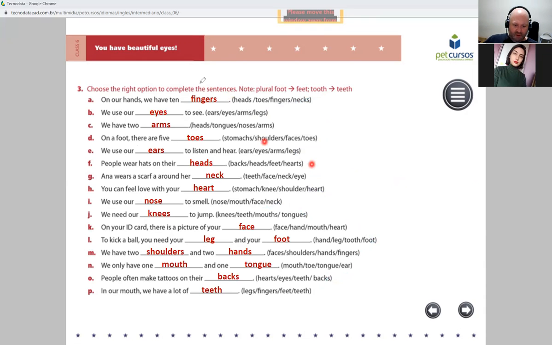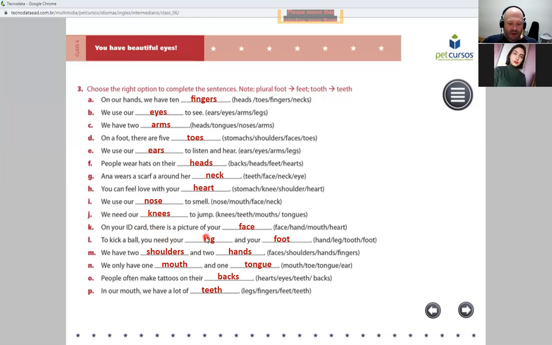Eu quero saber o que você falou aqui, ó. What did you say? Sentence K. Can you translate K for me? K. Nossa identidade tem uma foto do nosso rosto. Ou da nossa cara, né? Pode ser da nossa face, cara, qualquer um.